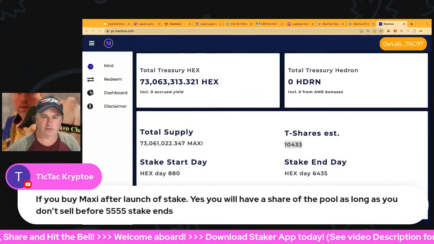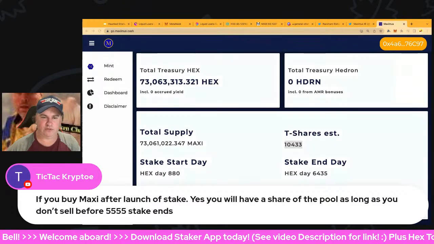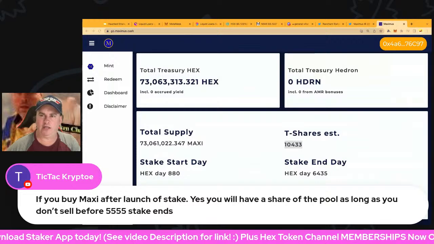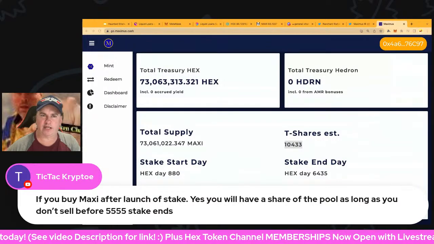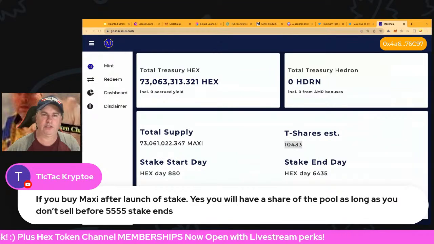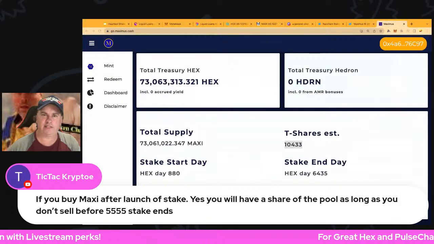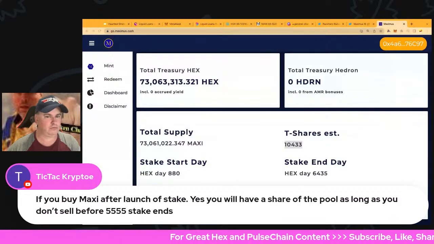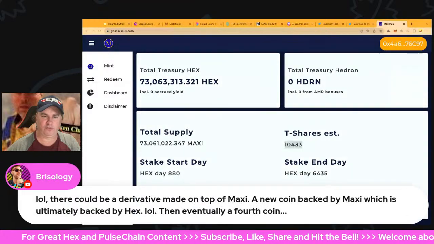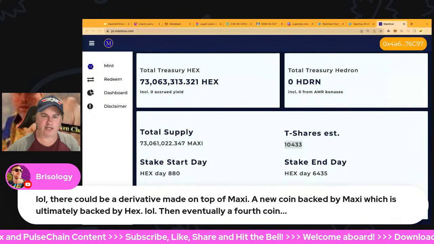If you buy Maxi after the launch of stake, yes, you have a share of the pool as long as you don't sell before 5.5 stake. But like I say, is the market going to trade at a discount to Treasury to say that no, you can't get all the reward? You can't take all the Treasury, the unrealized value. You can only take 75% of the unrealized value. So will the market do that? Good chance. It possibly could happen. Food for thought. Some interesting stuff there around the price gamification.